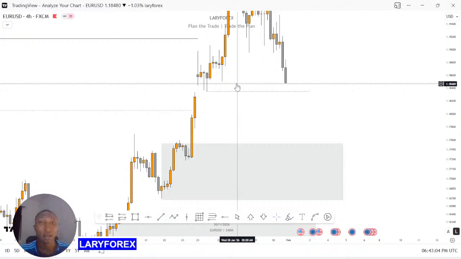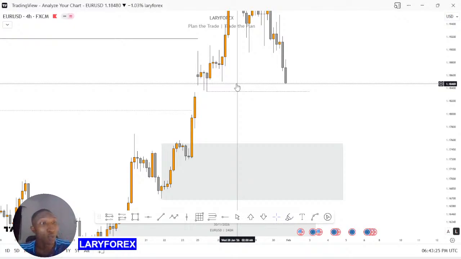Price does respect demands where the liquidity is very, very close. Once it takes out the liquidity, it mitigates the demand and then starts switching to the opposite direction. So this demand doesn't have any liquidity. For me, this particular zone here is a trap, but I will keep an eye on it.